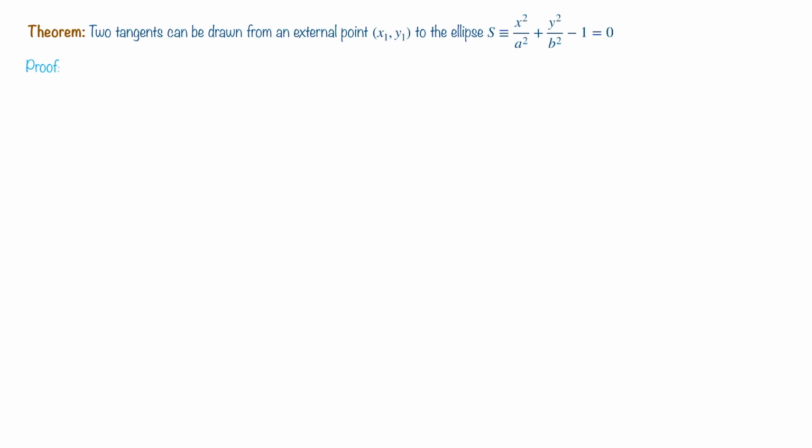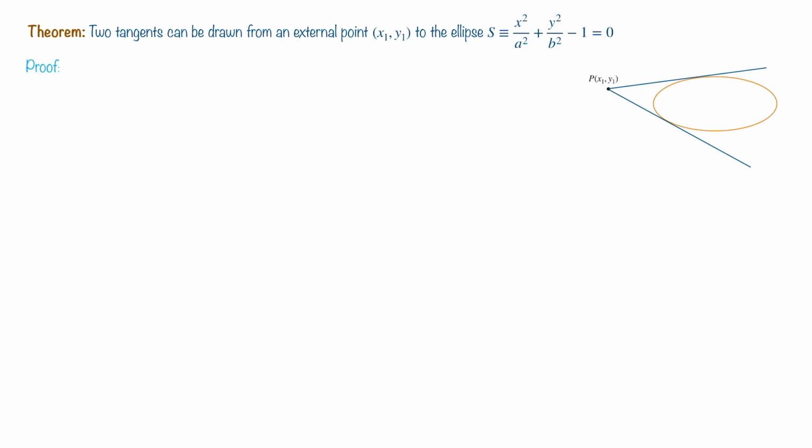Fine. Next theorem: two tangents can be drawn from an external point (x1, y1) to the ellipse x²/a² + y²/b² − 1 = 0. Let us say this is our standard ellipse and (x1, y1) is the exterior point of this ellipse. Now, geometrically it is pretty clear that we can actually see two tangents to this ellipse which are passing through the point (x1, y1). Now we have to prove it algebraically.